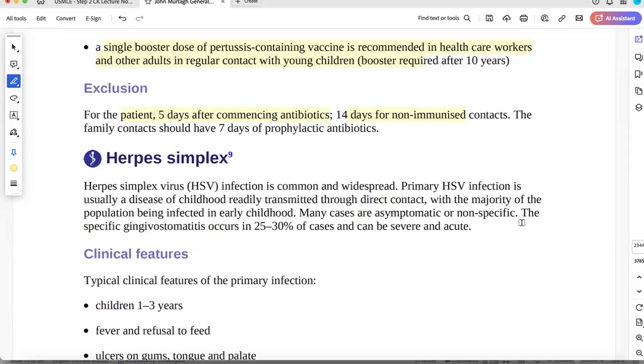So if there is a 4-year-old child having a less than 6-month-old sibling at home, then all family members will get the antibiotic. Pregnant women will get the vaccine from 20 to 32 weeks.